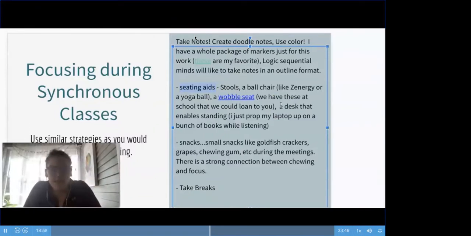We don't want students to eat a sandwich during class or a bowl of soup, but small snacks or gum can help the student stay focused. And then taking those breaks. When the guide is like, okay, we're breaking, get off the screen as much as you can, or take a 5-minute break too.